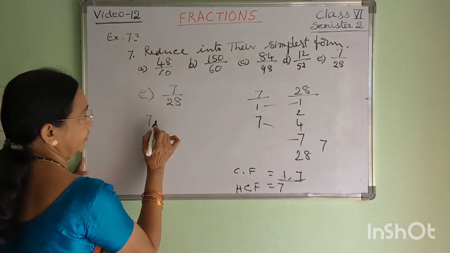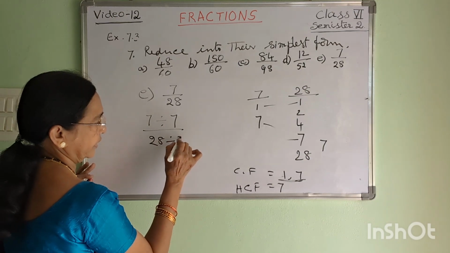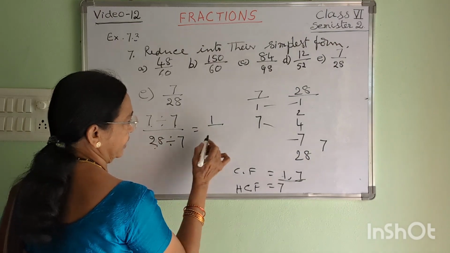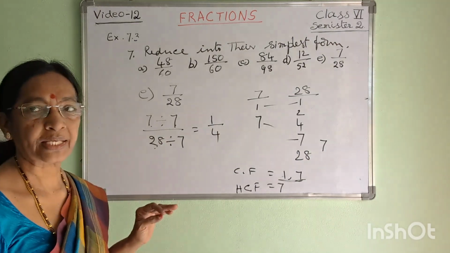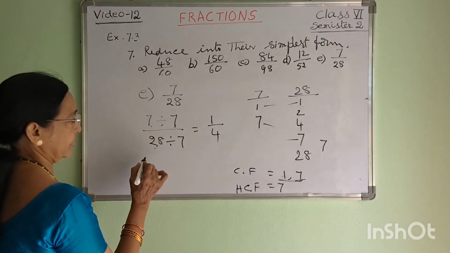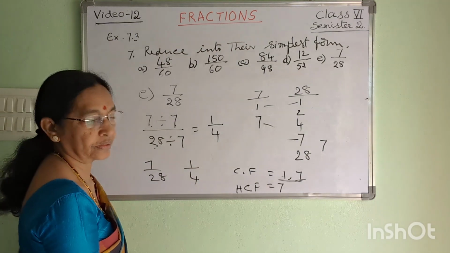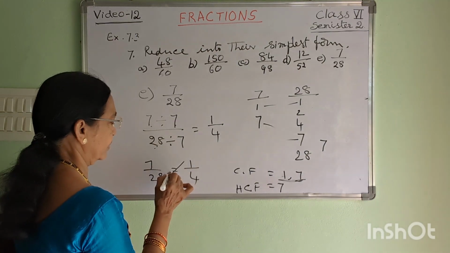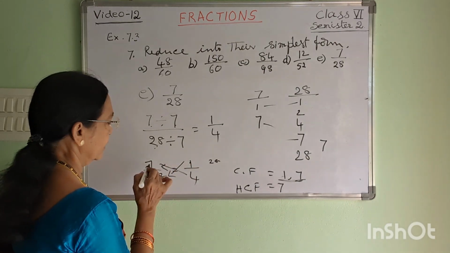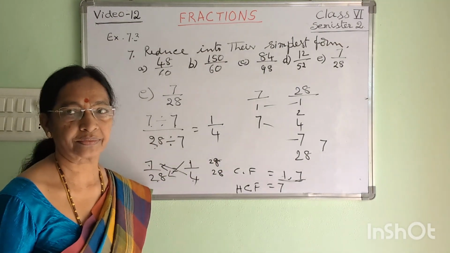Therefore, we will divide both the numerator and the denominator by 7. 7 divided by 7 is equal to 1, and 28 divided by 7 is 4. So, the simplest form of 7 by 28 is 1 by 4. We can check whether it is correct. 7 by 28 and 1 by 4 are equivalent fractions. Therefore, the cross products must be equal. 28 into 1, 28. 7 into 4, 28. So, our answer is correct.